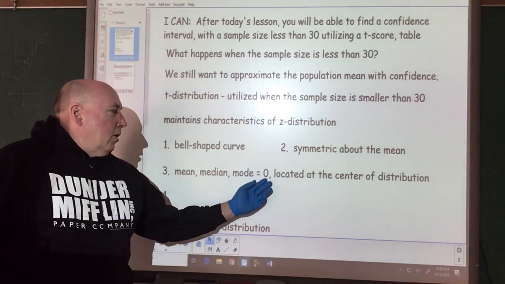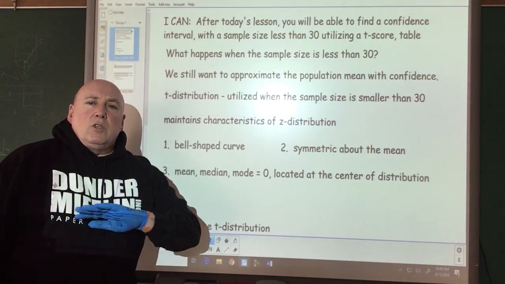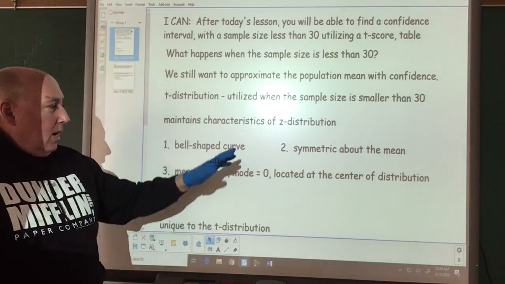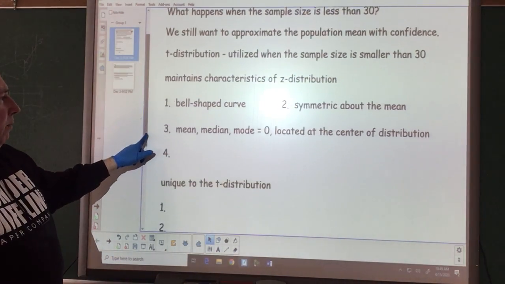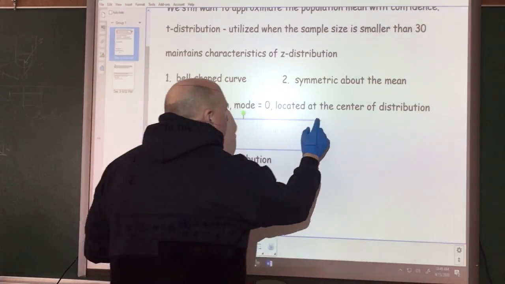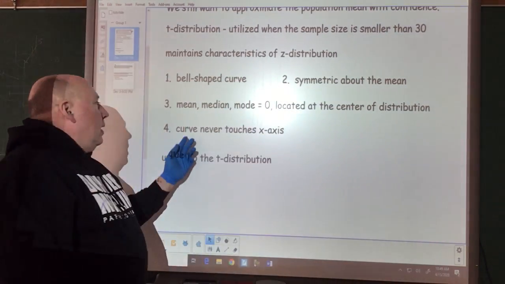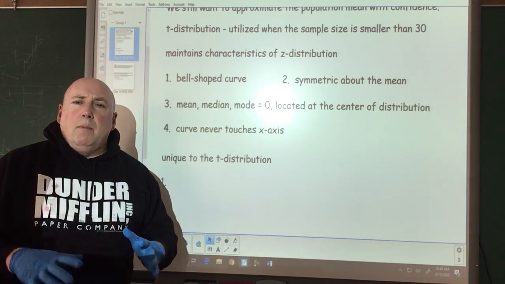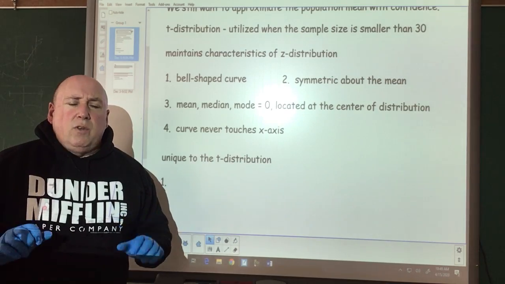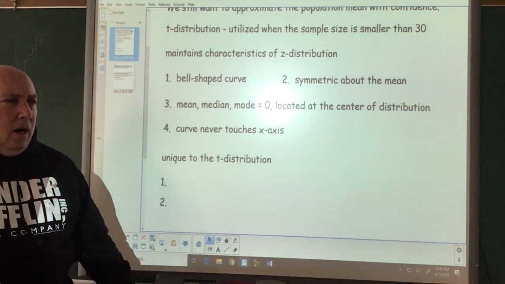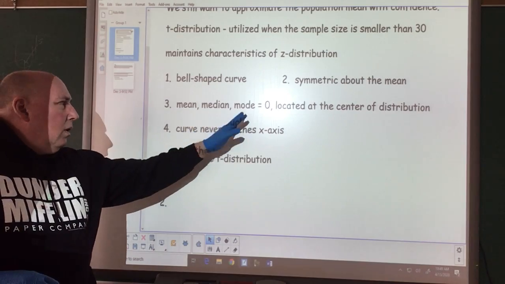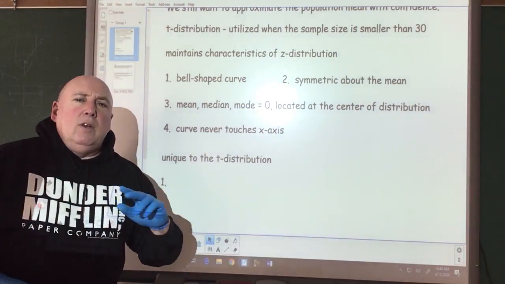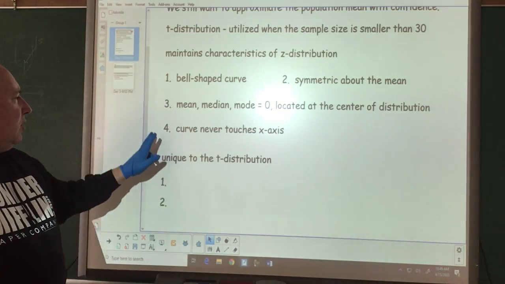The mean, median, and mode are 0, located at the center of the distribution. That's still the same. The hump, the camel's hump. We still have our mean, median, mode there. And the curve still never touches the x-axis. These characteristics are still going to be the same. And these will be some of the fill-in questions that you'll have at the beginning of your quiz in regards to characteristics. But what you're going to have to know are the characteristics that are unique to the t-distribution.